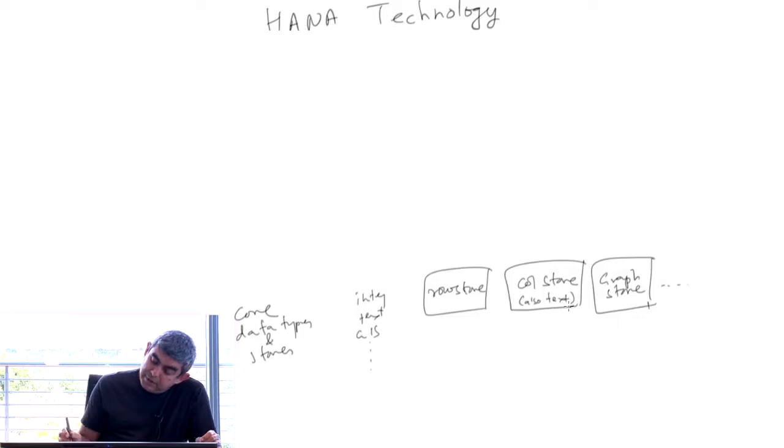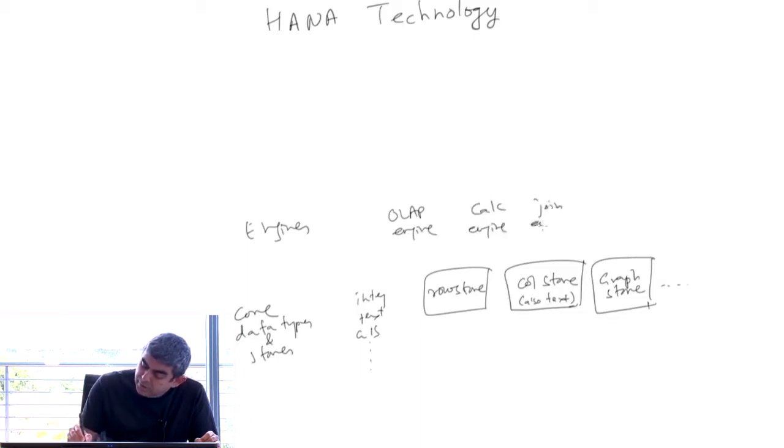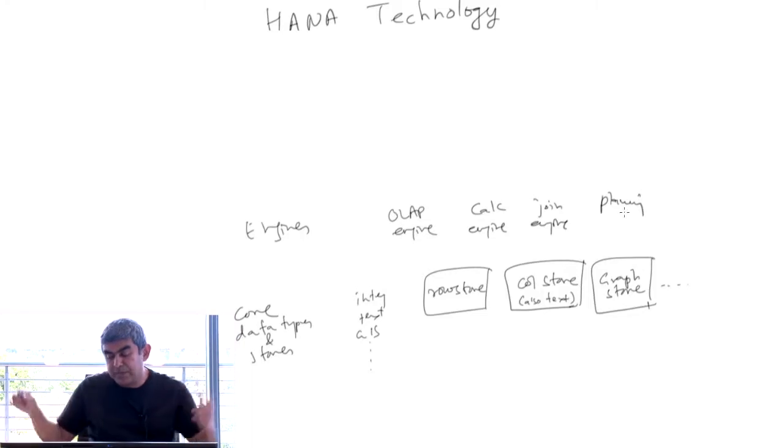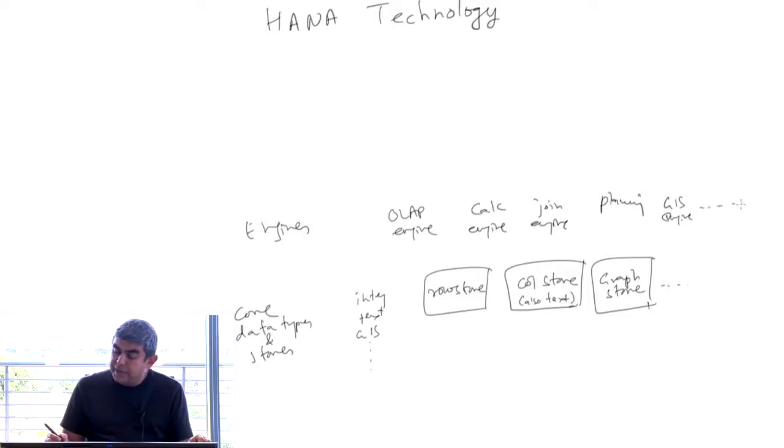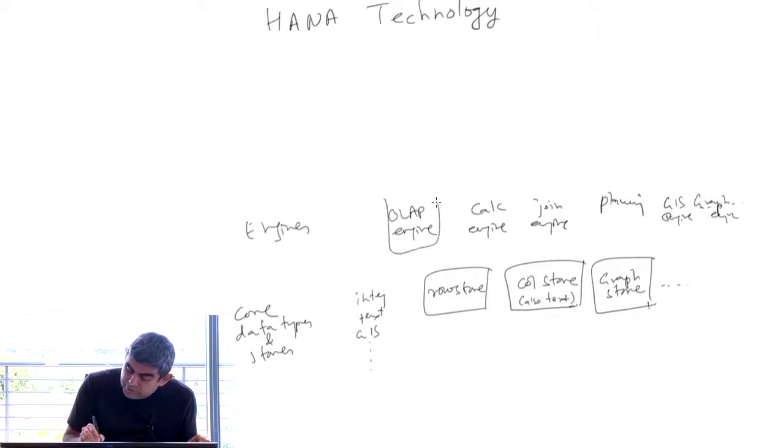And then, beyond the core data types and stores, we have the engines that work on these. So these are things like the OLAP engine, calc engine, join engine. We have a special engine for planning, which includes things like aggregations, disaggregations, complex planning oriented operations, holding forecasts and versions of plans in memory. We have the geographic engine in here and so on. This is also extensible, so we can add more engines here as we go. The graph engine will come here as well. So there are all these engines that are inside HANA.